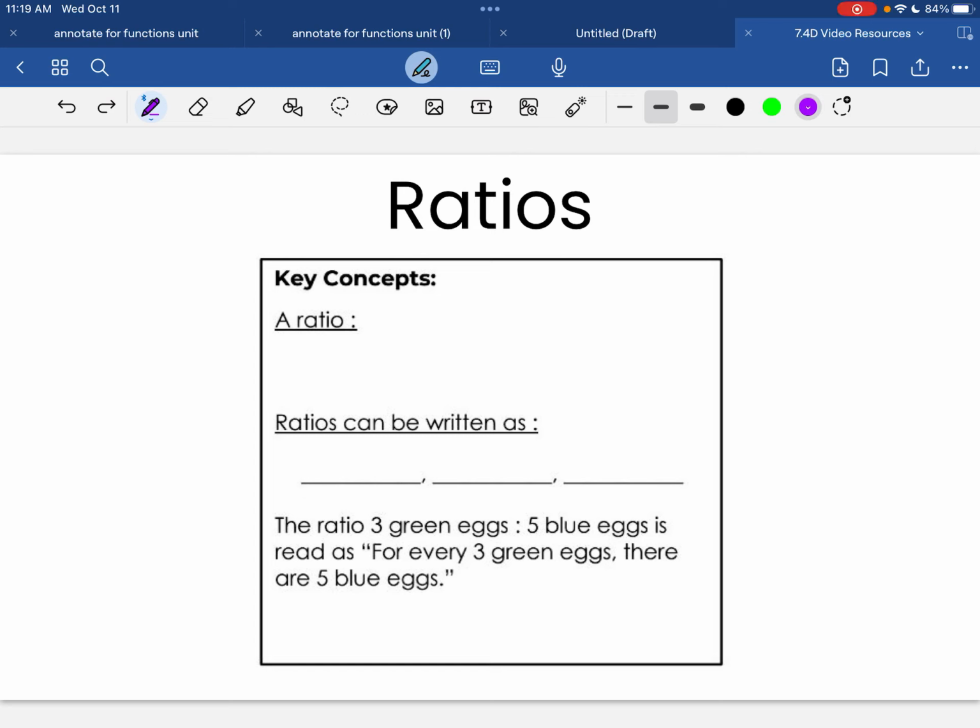Hey guys, today we are going to be looking at ratios, what they are, how they can be set up, and then how we can use them to solve for different values. So our first really big key concept is defining what a ratio is. A ratio is a comparison of two or more things.